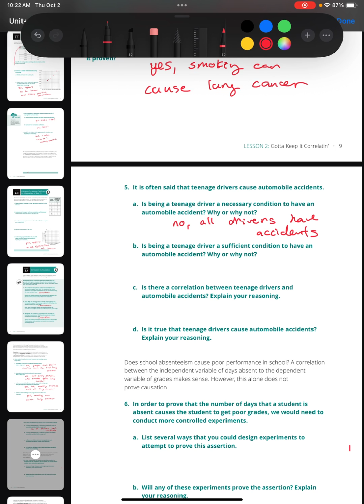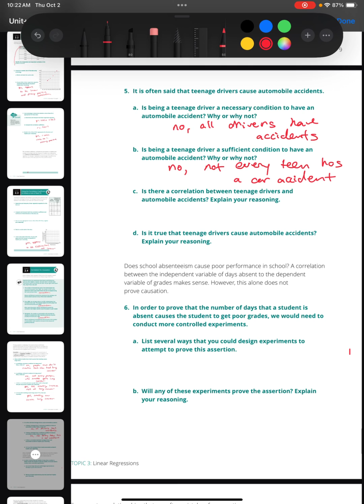Is being a teenage driver a sufficient condition to have an automobile accident? So again, that alone is not a sufficient condition. So no, not every teen has a car accident. C, is there a correlation between teenage drivers and automobile accidents? Correlation, yes. Teenage drivers do tend to have more accidents.